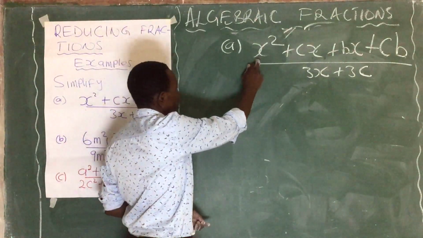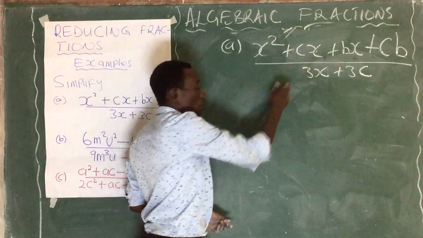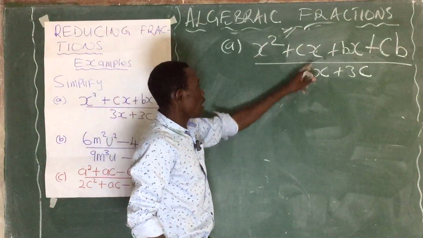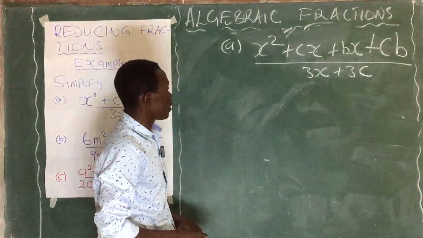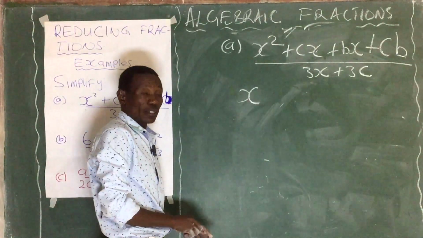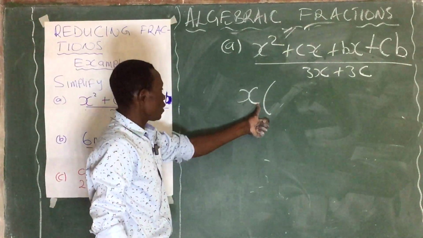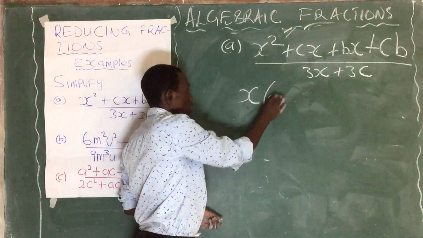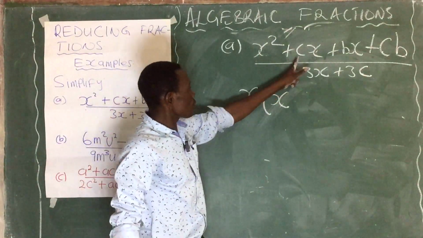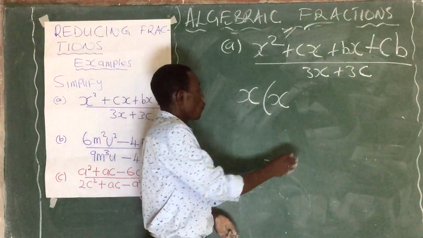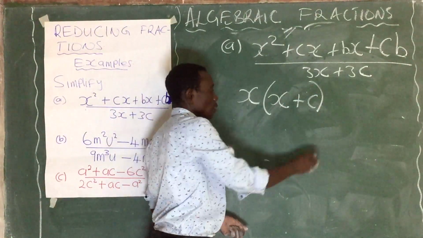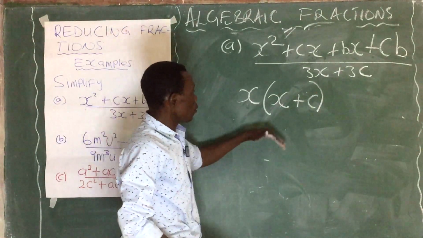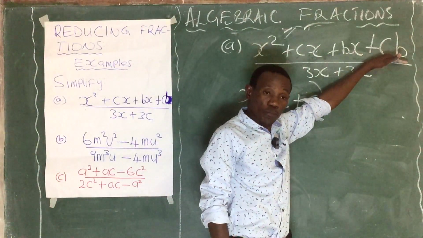Like the first group here, x squared plus cx, a common factor that gets into both is x. So how do you write it? Here you write x like that, then you open the bracket and let x get into x squared. So x into x squared is how many times? x. And x into cx, how many times? A c. You close like that. Then what you have done here, do the same for the next group.